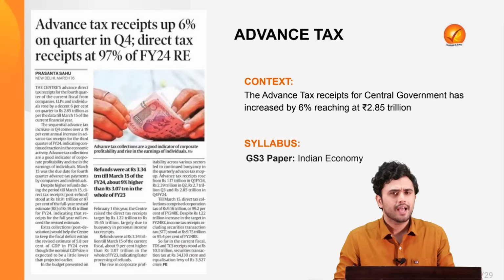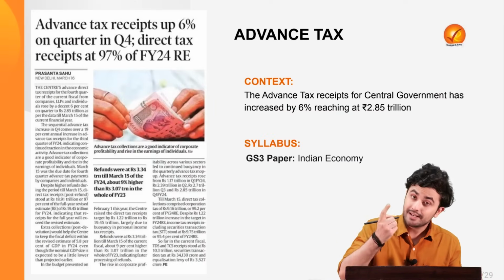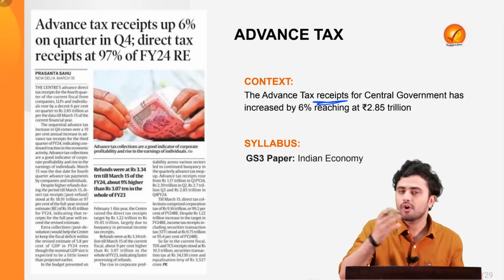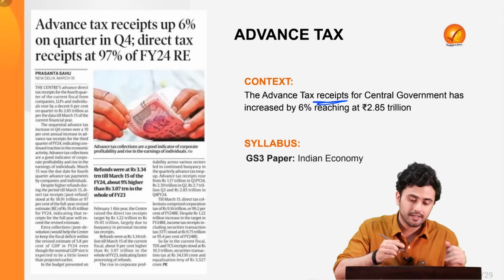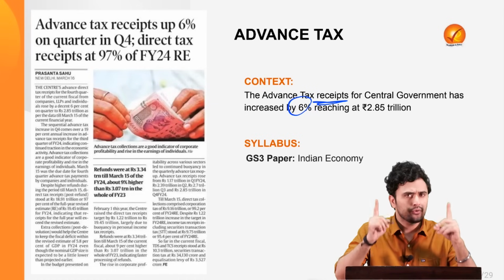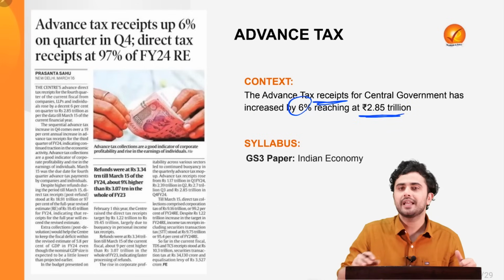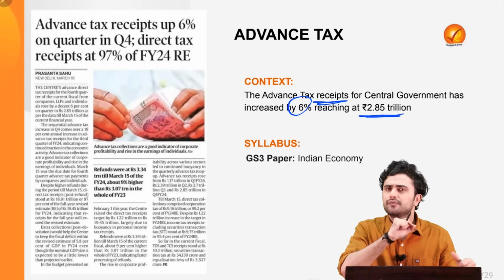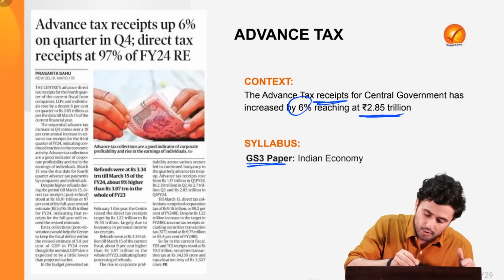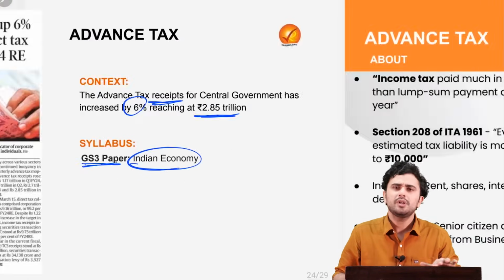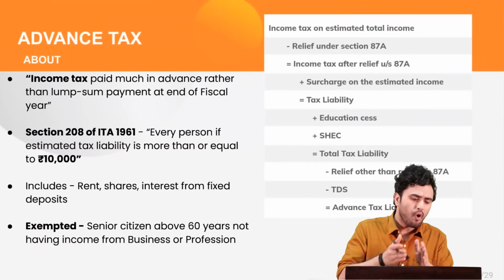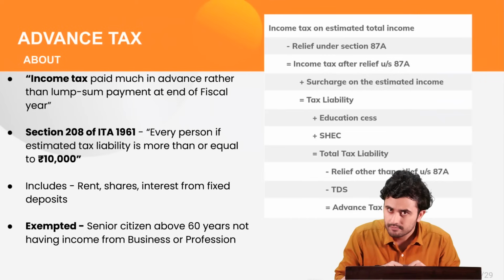The advance tax has been in the news because recently the receipts for the central government have actually increased from such advance taxes by 6%, reaching rupees 2.85 trillion. This forms an important component of your GS3 paper under the theme of Indian economy. So let's first try to understand what is this advance tax.